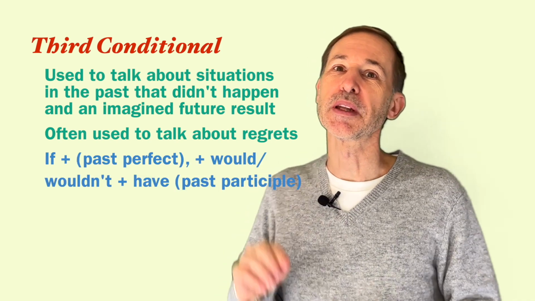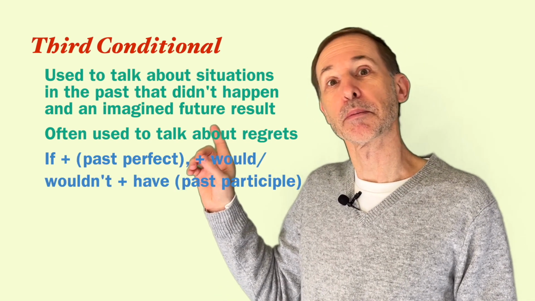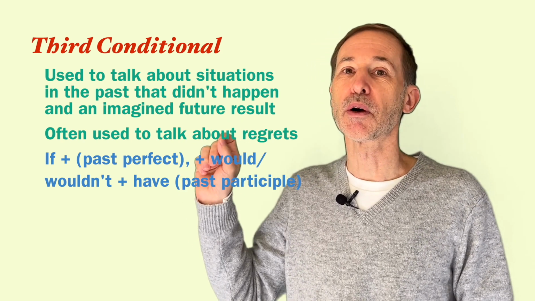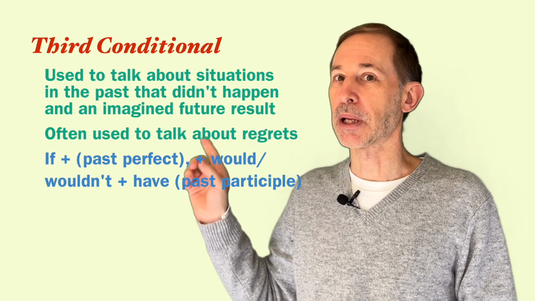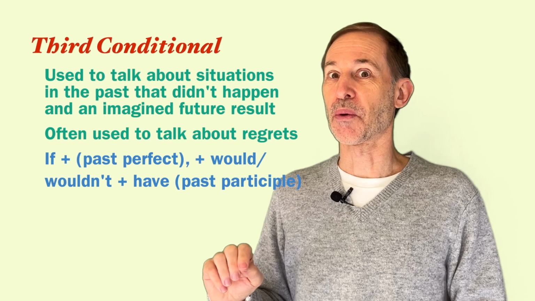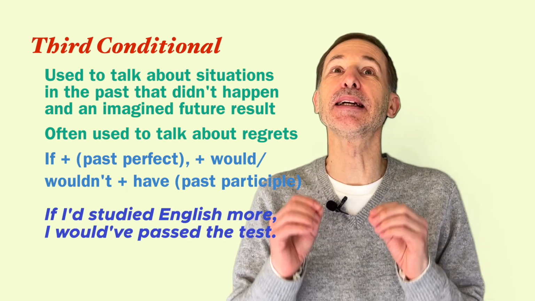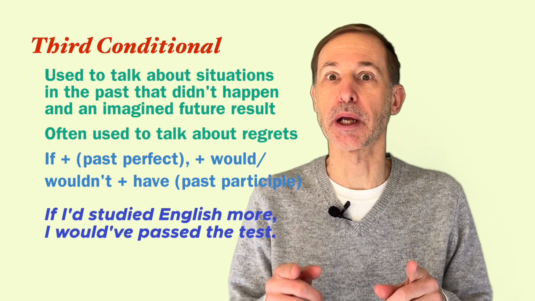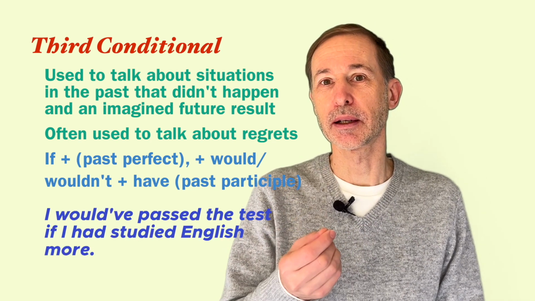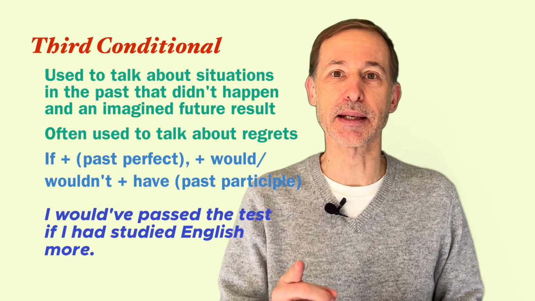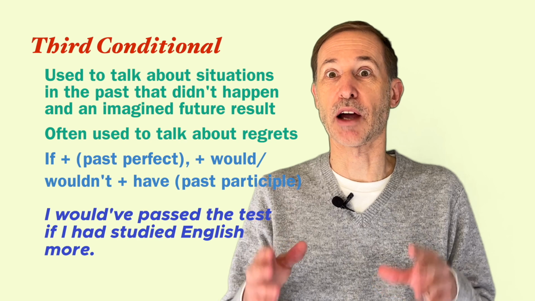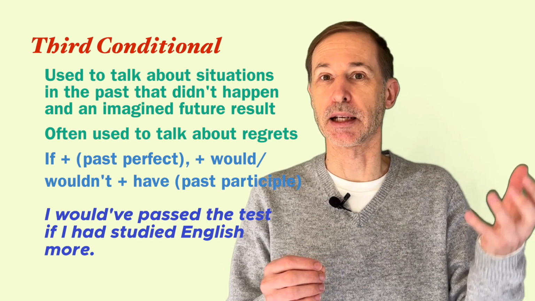And it's formed with if plus the subject plus past perfect, comma, subject, would or wouldn't, plus have plus the past participle. That's a long one. Whew. If I'd studied English more, I would have passed the test. Or the other way, I would have passed the test if I had studied English more. So this is a regret. I wish I had studied English more.